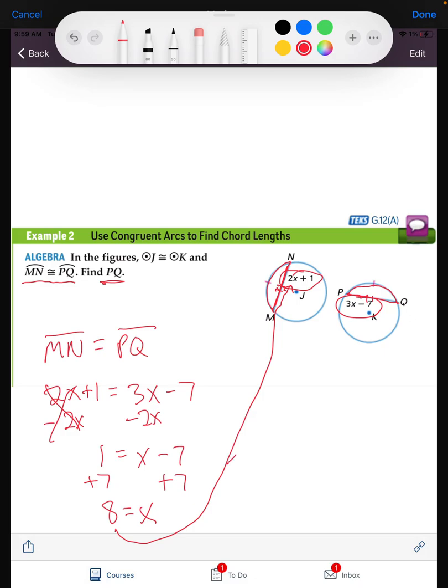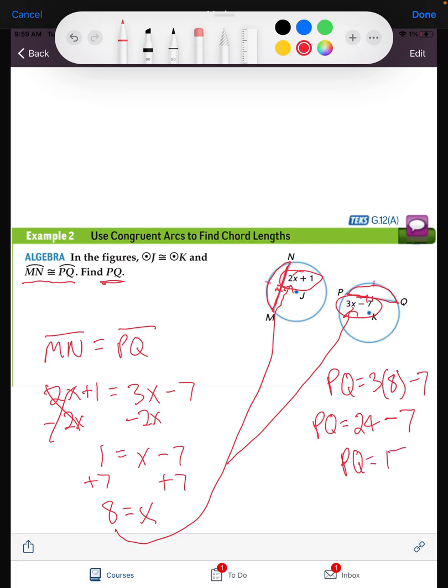They're both going to be equal, but let's just plug it into PQ. So PQ equals 3 times x, so instead of x, we'll write an 8, minus 7. That gives us 24, so PQ equals 24 minus 7, which is 17. And if we look at this one just to double check our answer, 2 times 8 plus 1, so 16 plus 1 equals 17 also. And we said that they're equal to each other, so that checks out.